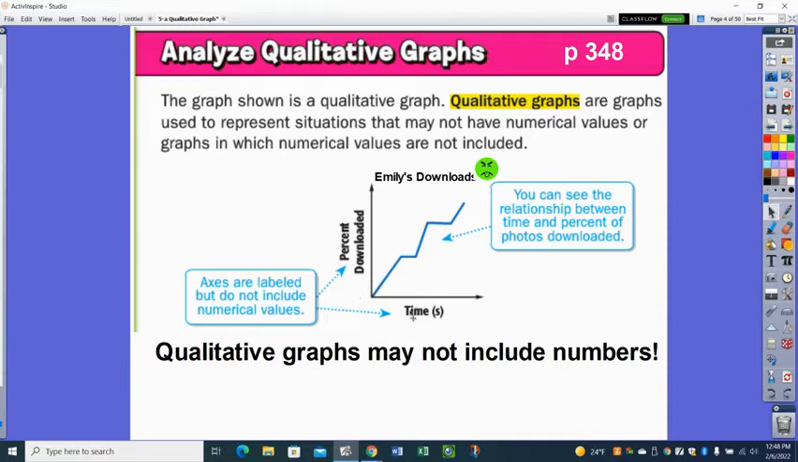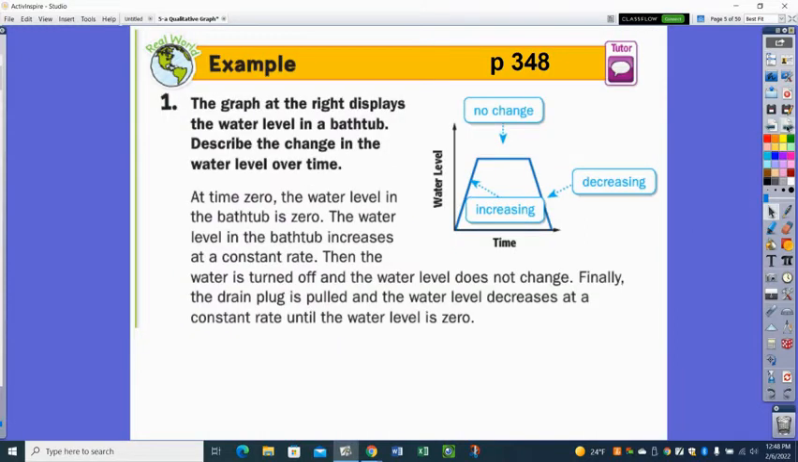Really important that you need to have these labels in the title, though, to be able to tell what's happening in the graph, even though there are no numbers there. So here's a graph. You can see no numbers. Again, the book doesn't put a title, but in the description, it's going to tell us the graph at the right displays the water level in a bathtub. So, I would have put a title up here that would say water level in a bathtub.